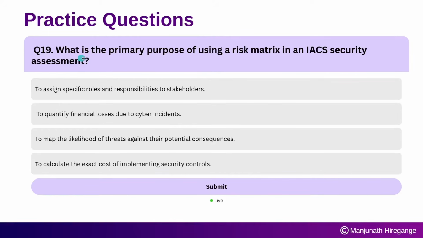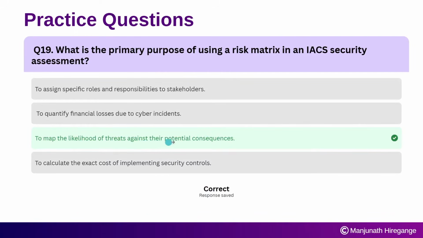So next question: what is the primary purpose of using a risk matrix in an IACS security assessment? To assign specific roles and responsibility to stakeholders, to quantify financial losses due to cybersecurity incidents, to map the likelihood of threats against their potential consequences, to calculate the exact cost of implementing security controls. So, what is the risk formula? If you remember, then definitely you will have the answer. To map the likelihood of threats against their potential consequences.